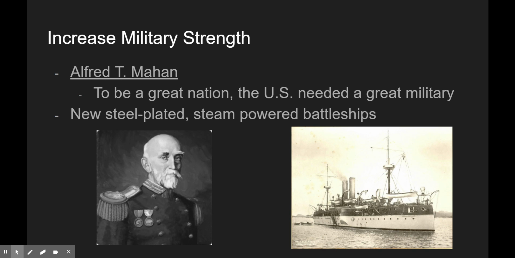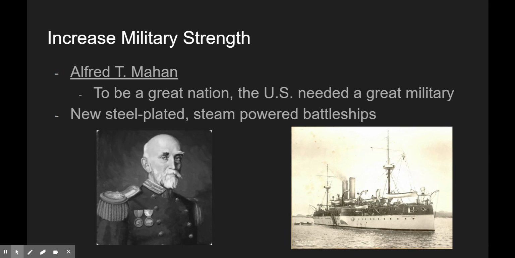So what he is going to ask for is that we take some of our ships and update them. And he is going to help create the plan to build these new steel plated, steam powered battleships. And the idea being that these will hold up better than iron, that they can withstand an attack. But part of the reason why this is interesting is because if we have these overseas colonies, we need to protect them. So we have to have a strong military.